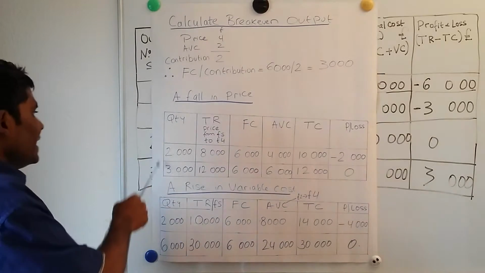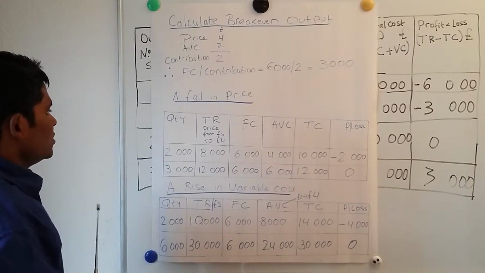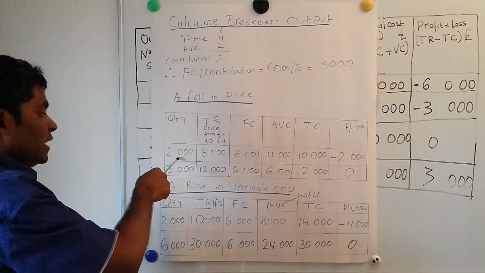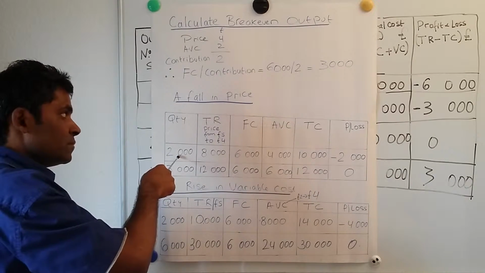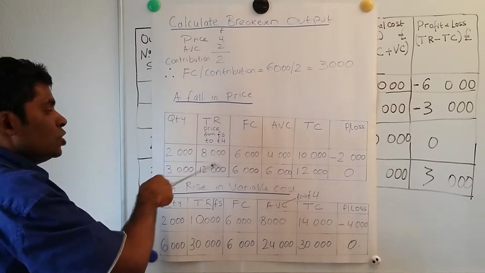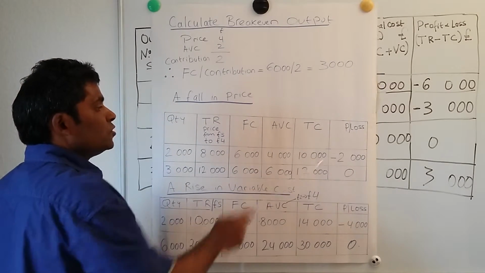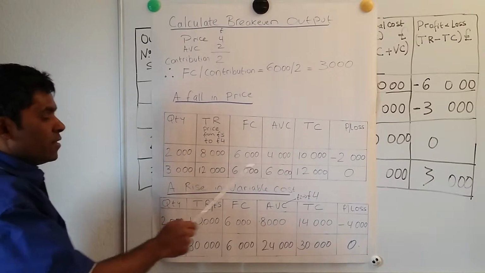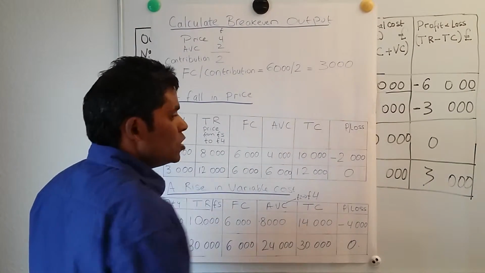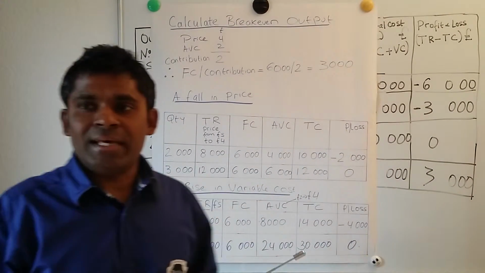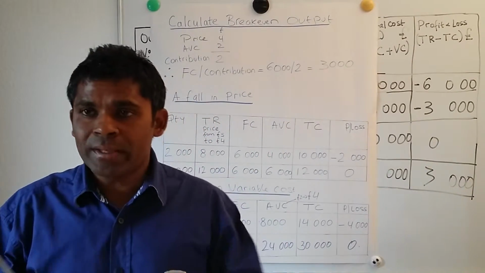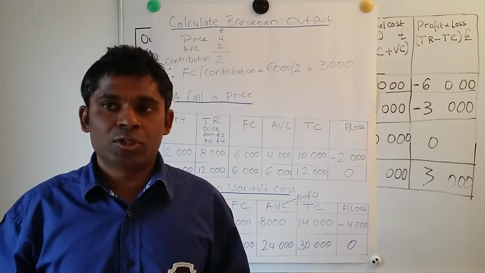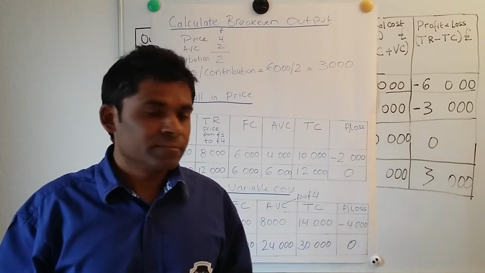If you consider the table here, your previous break-even level of output was 2,000. If you still produce at that level, and there is a fall in price, you'll be making at that level a loss of 2,000. But if you increase production to 3,000, then you will be making at that level no profit and no loss. Which means that if there is a rise or a fall in price, you must recalculate the level of output at which you are going to break even.